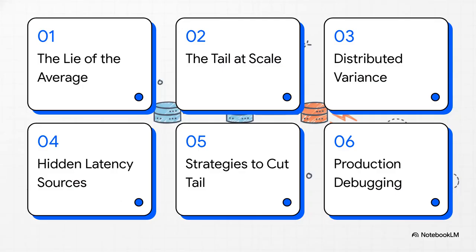So, here's our principal engineer's post-mortem runbook for today. 1. The lie of the average. 2. The tail at scale. 3. The distributed variance multiplier. 4. Hidden sources of latency. 5. Strategies to cut the tail. And finally, 6. Production debugging and SLOs. We know exactly how we're going to dissect and solve this nightmare.